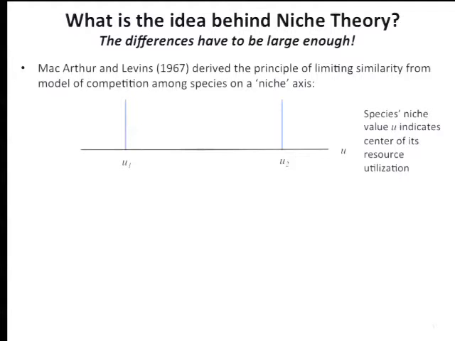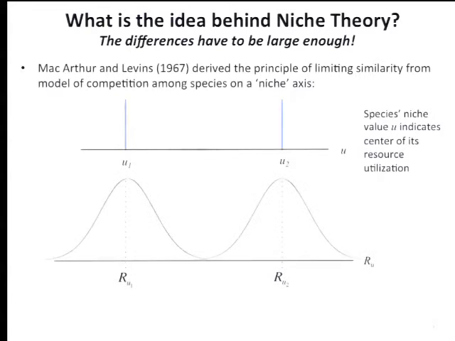So their model is essentially you're arranging species along a niche axis. Each species has a niche value. And that niche value really corresponds to the center of the species' resource utilization curves. So you imagine some continuum of resources that the species are taking advantage of, and the u's correspond to where the center of their resource utilization lies.